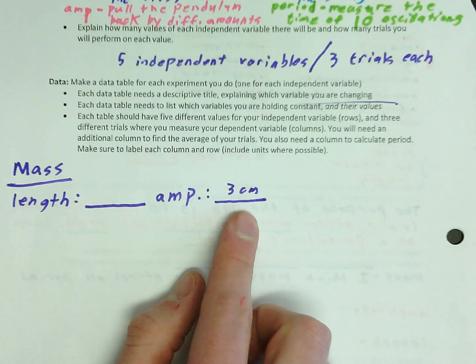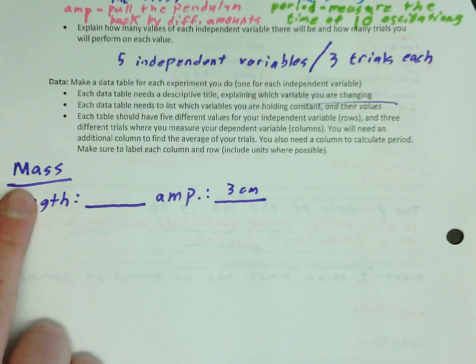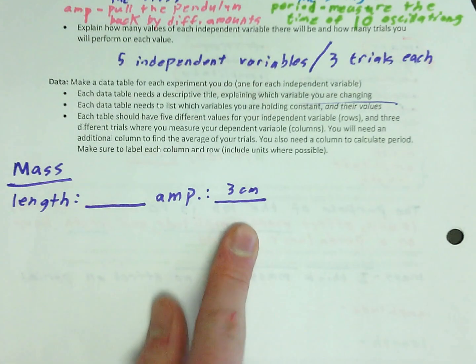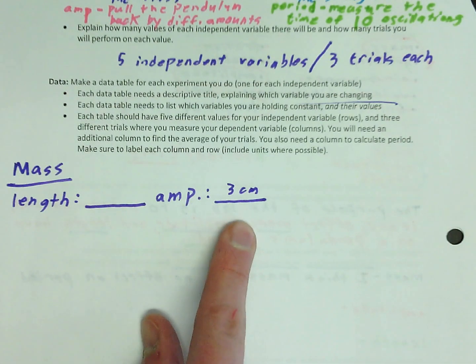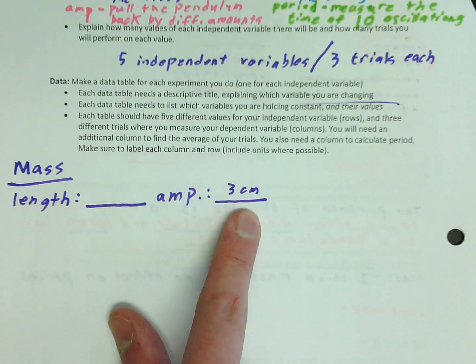Everyone's going to pull it back 3 centimeters on the mass chart. You're also going to do 3 centimeters on the length chart. On the amplitude chart, it's going to change. But on the mass and the length chart, it'll be 3 centimeters.